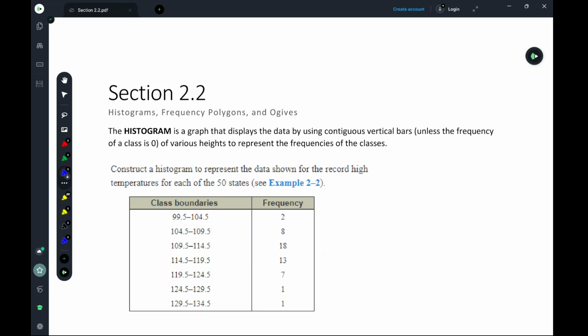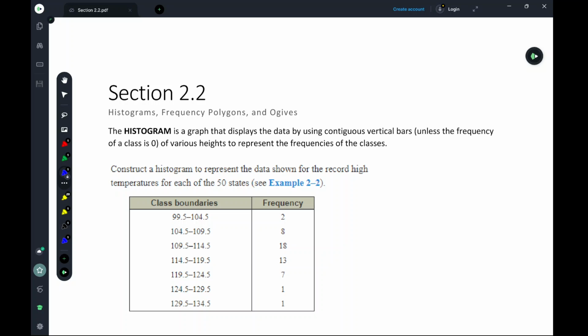In section 2.2, we're going to take the concept of a frequency distribution and begin to apply it to visual representations of our data. Specifically, in section 2.2, we're going to be taking a look at quantitative data. That is, data whose values are actual measurements, actual measurable data points.